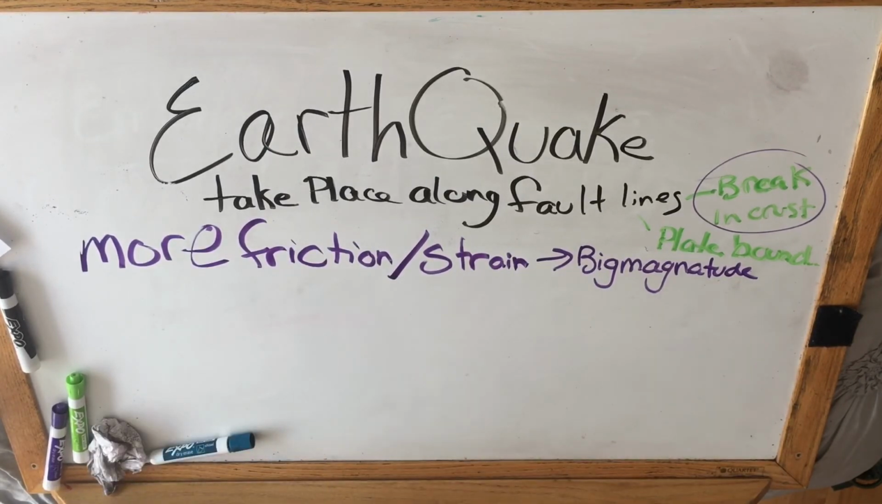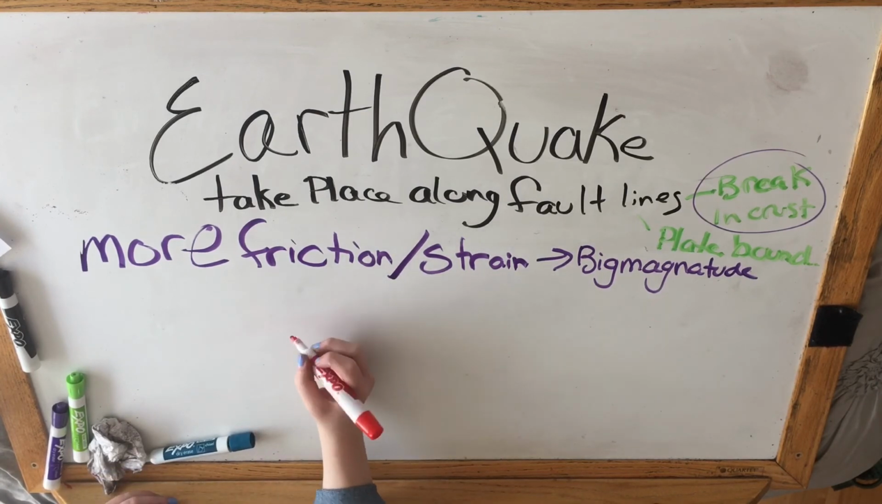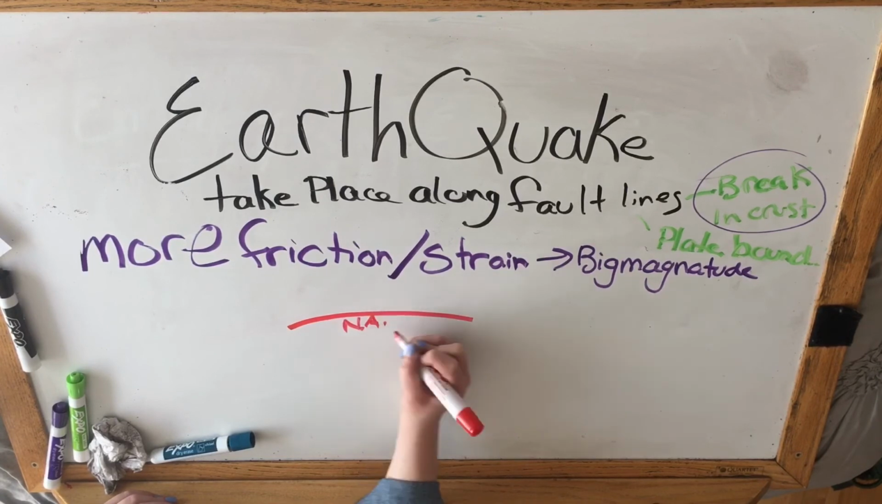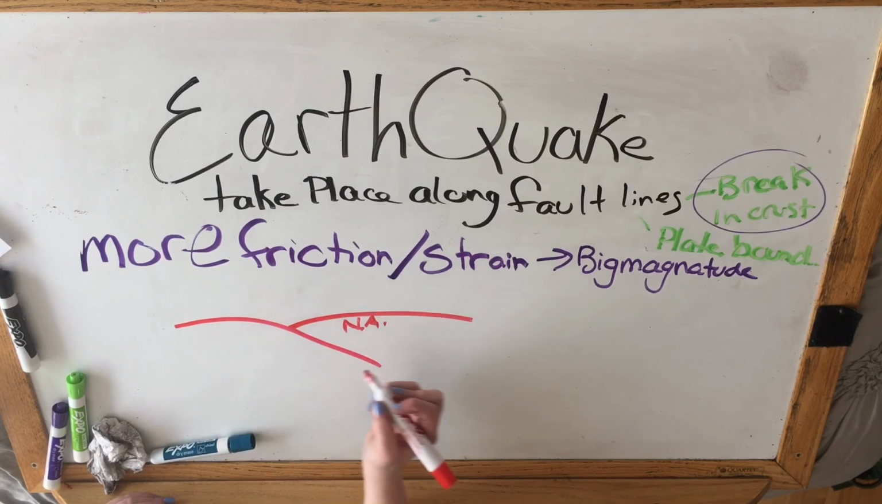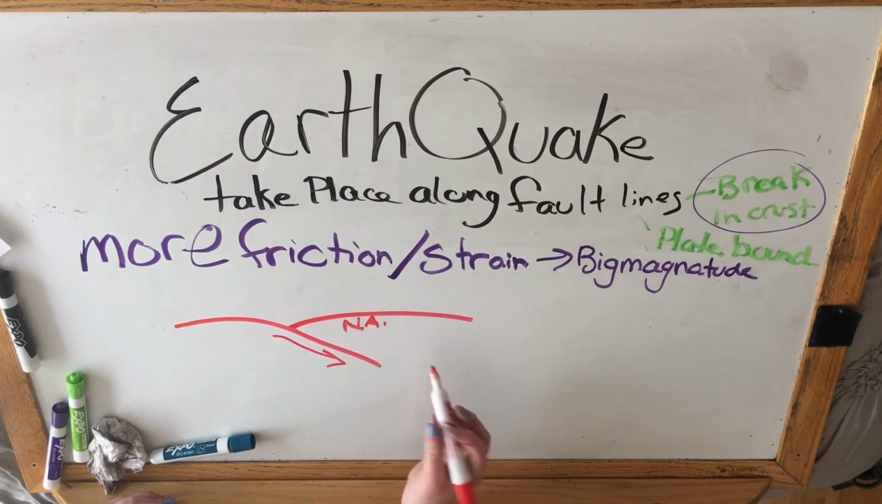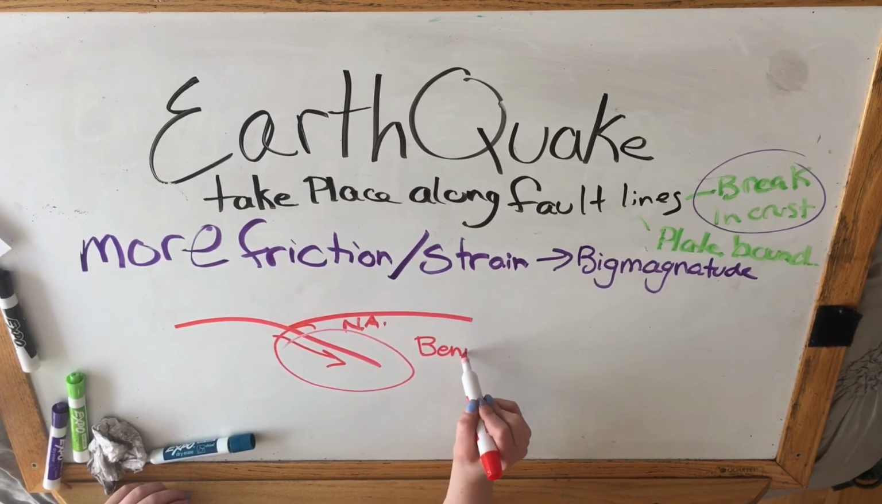We're going to be talking about the subduction zone. Subduction zone earthquakes are the most severe earthquakes. So here we have the North American plate and the Juan de Fuca plate. This right here is the subduction zone. See, this plate is subducting into the ground. Here we have the Benioff zone.